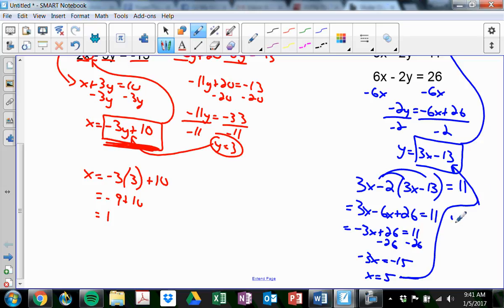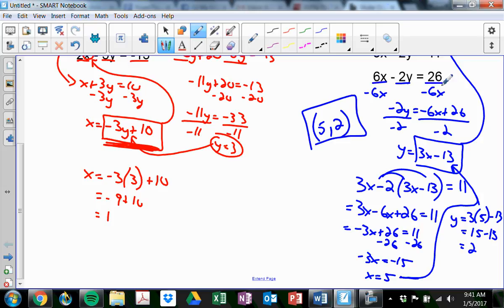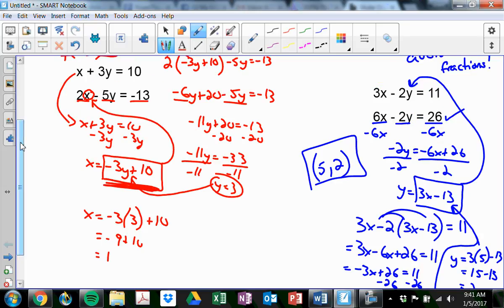So I'm going to have y equals 3 times 5 minus 13. So y equals 2. My solution is the point (5, 2). And I can check that. 30 minus 4 equals 26. That checks. I plugged in a 5 and a 2. 15 minus 4 equals 11. That checks also. So here's my solution. It checks.